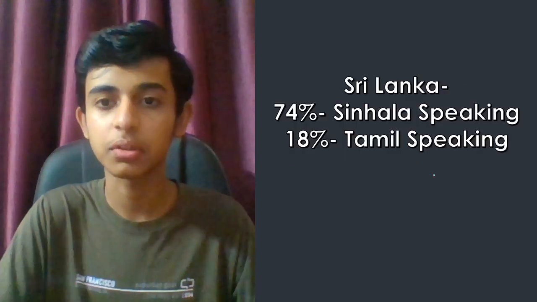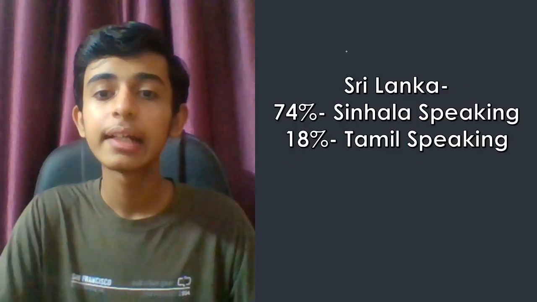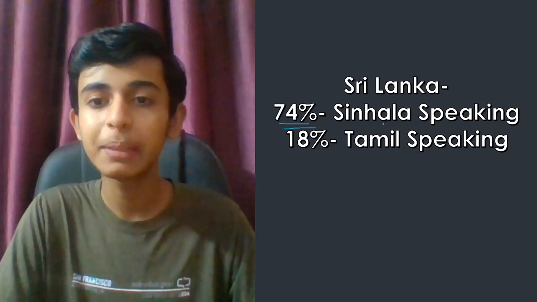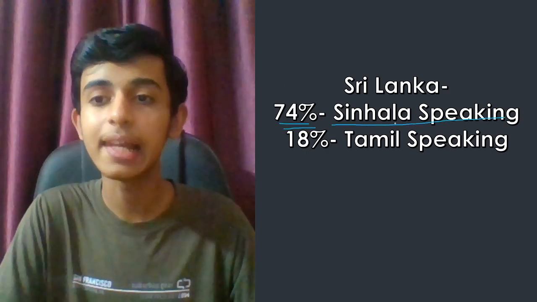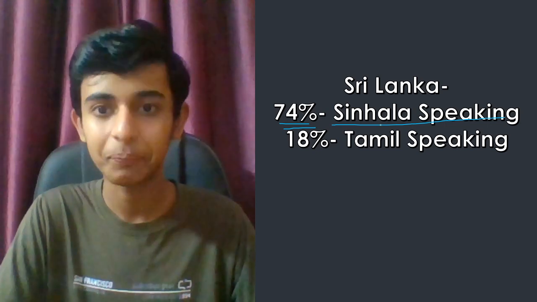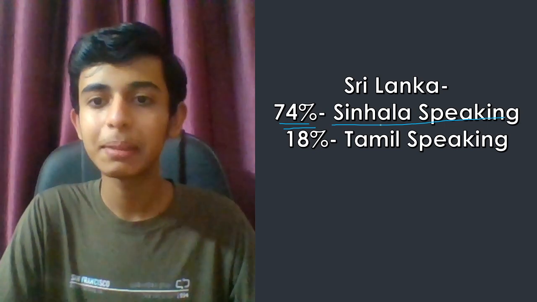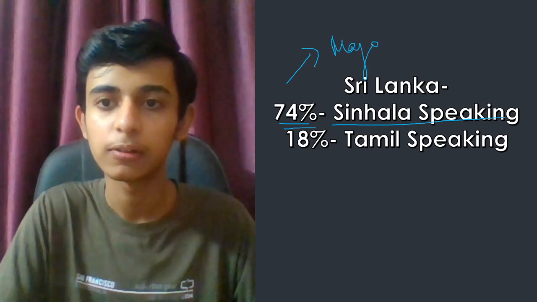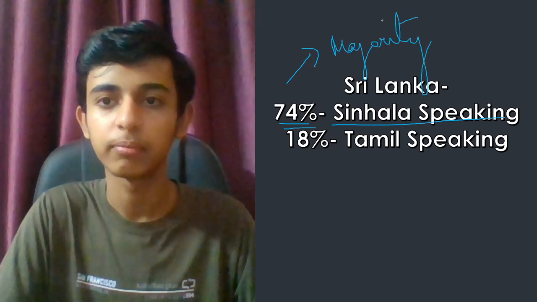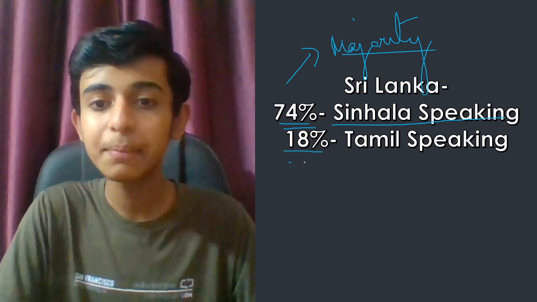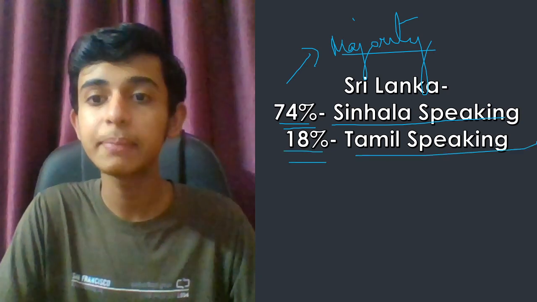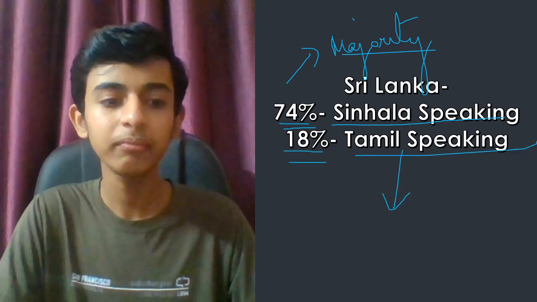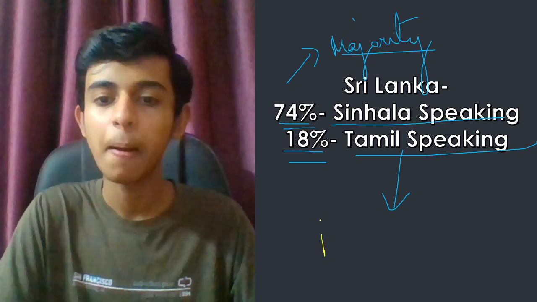That is more important. See, in Sri Lanka, 74% of the people spoke Sinhala. Sinhala speaking people, 74% in majority. Clear? Then 18% of the people were Tamil speaking. So these 18% were in minority.